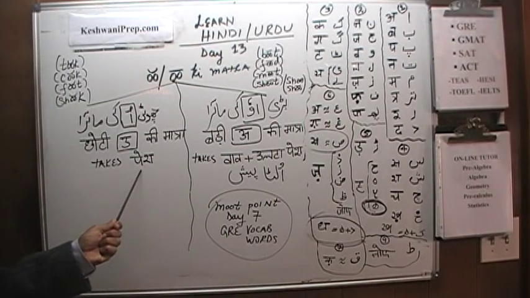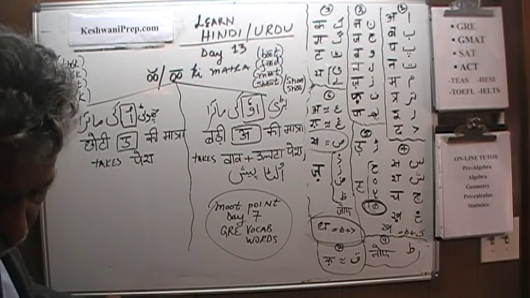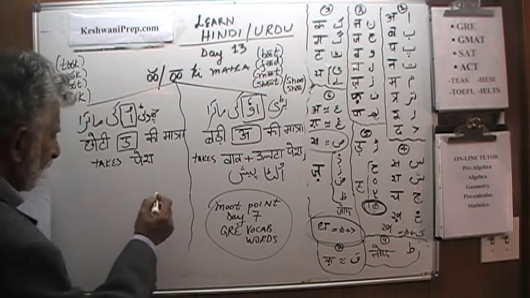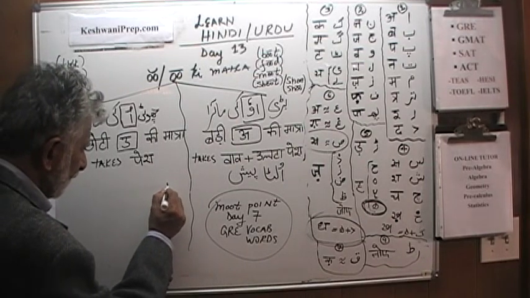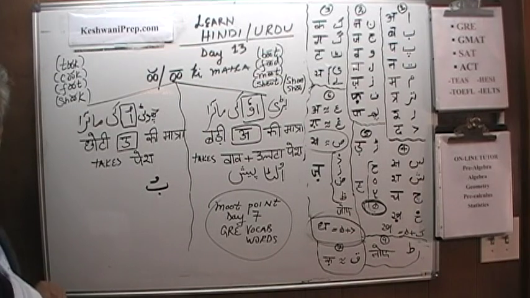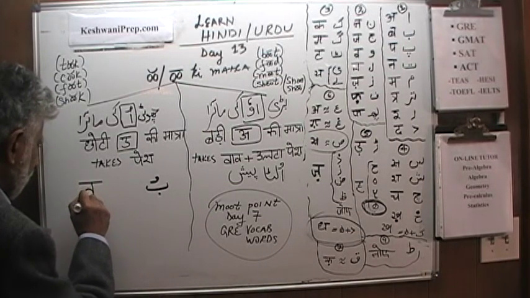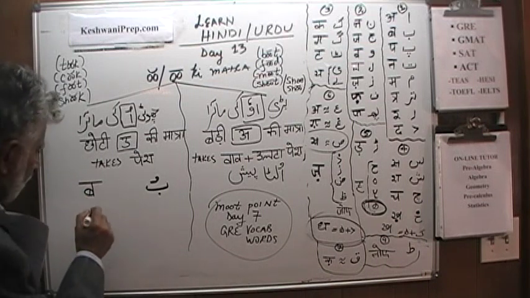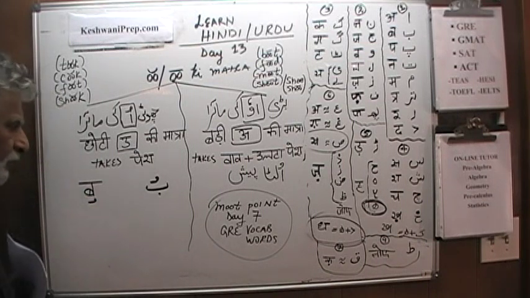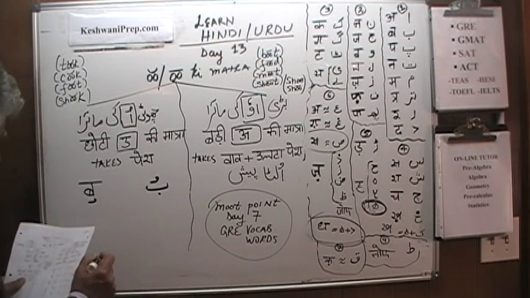Choti Uki Matra takes a symbol in Urdu called Pesh. It's called Pesh, and it looks something like this. You take your letter, for example, letter B, and you put a symbol like this. It becomes Bu. In Hindi, you take your letter B, and watch what happens. You put a symbol like this. Notice that the two symbols are exactly alike.